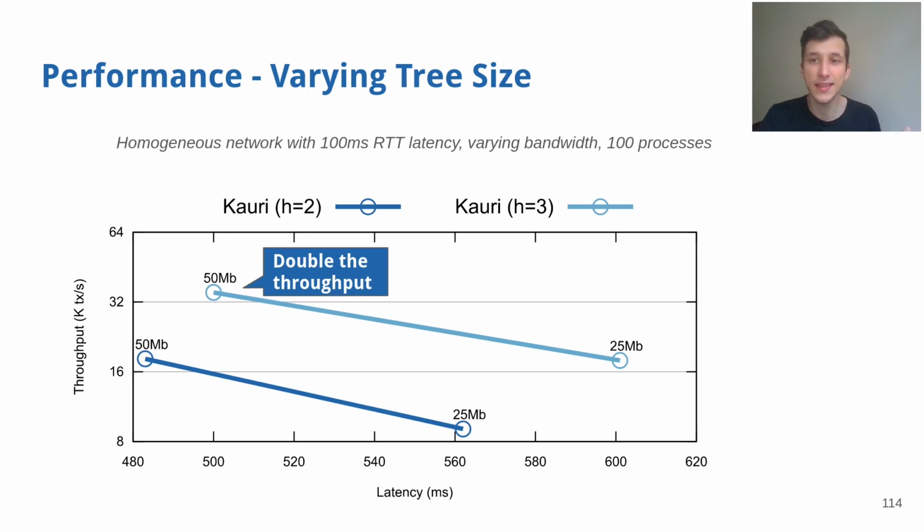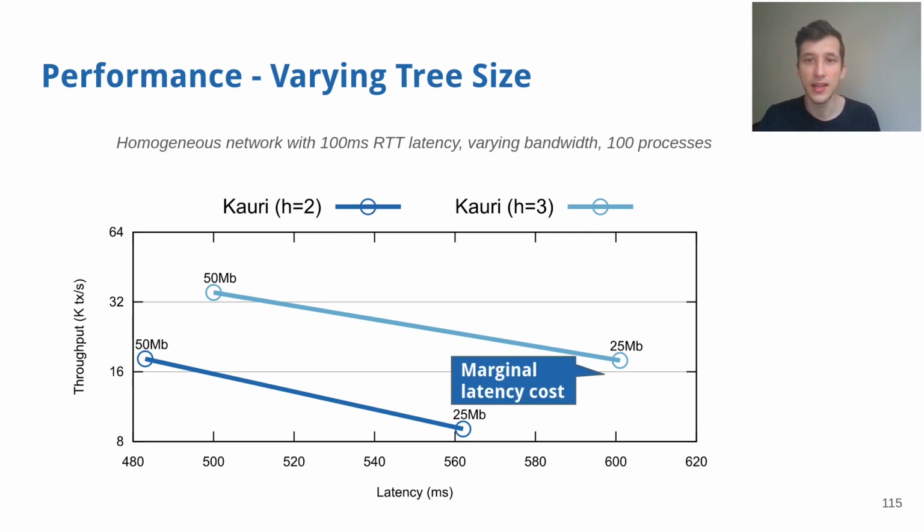We can see that increasing the depth of the tree, which reduces the fan-out, will basically double the throughput, as we would expect as well. And actually, interestingly, the additional latency cost is relatively little.